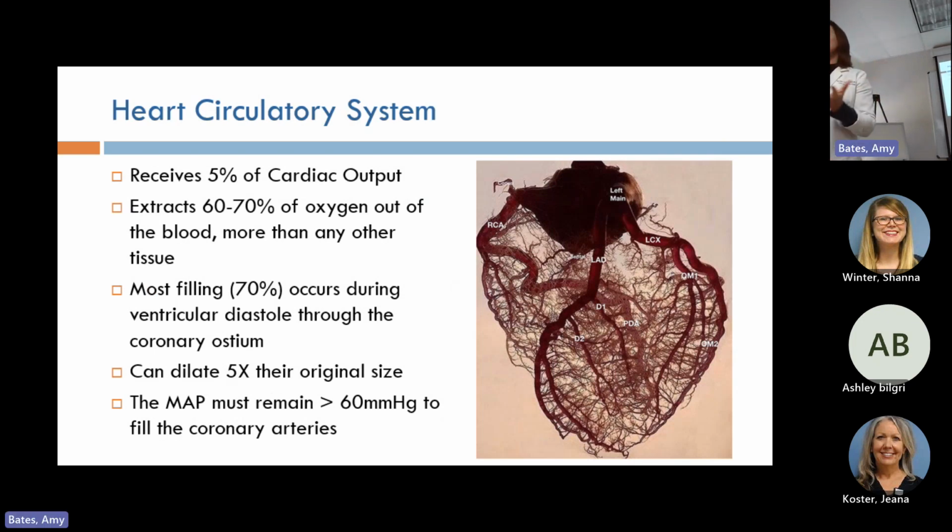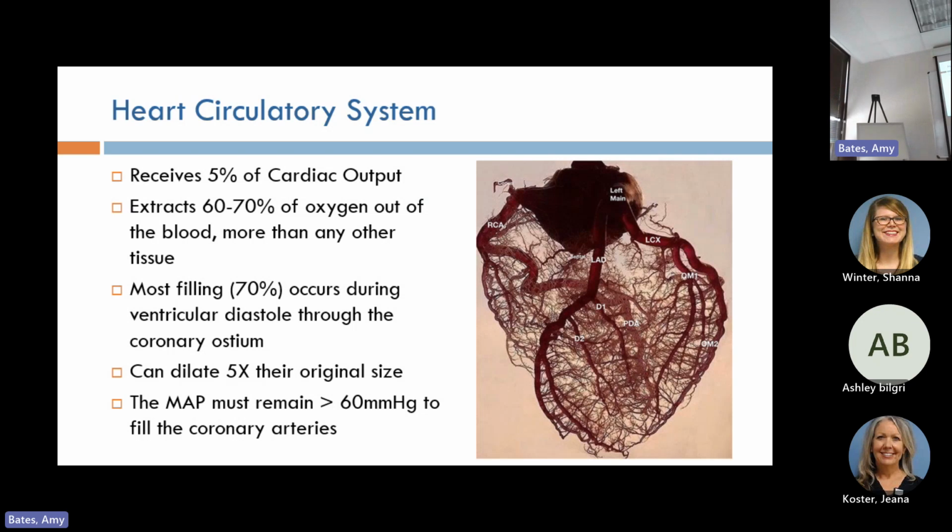In the heart's circulatory system, there are two main arteries that come off of the aorta. We always say there's three coronary arteries because we talk about the RCA, the LAD, and the left circumflex. It's actually the RCA and the left main, and then off of the left main branch the LAD and the left circumflex. So there are two main arteries, but many branches off of them. The heart only really receives 5% of the cardiac output, but it extracts a lot of oxygen. So that heart muscle needs a lot of oxygen.